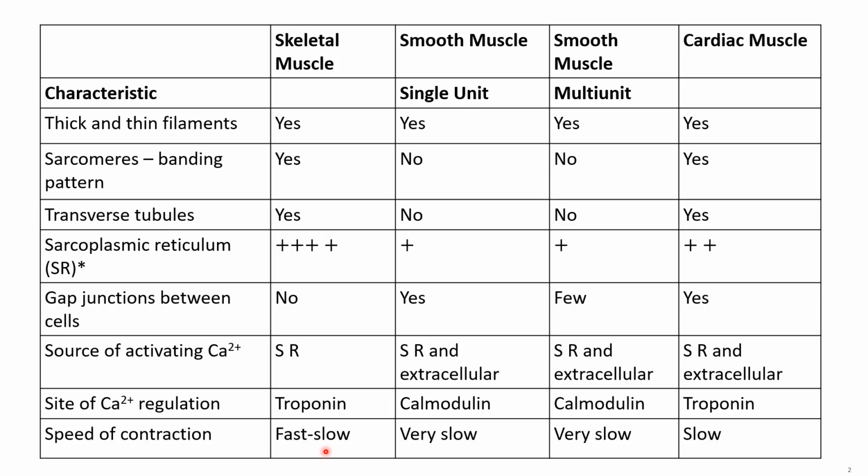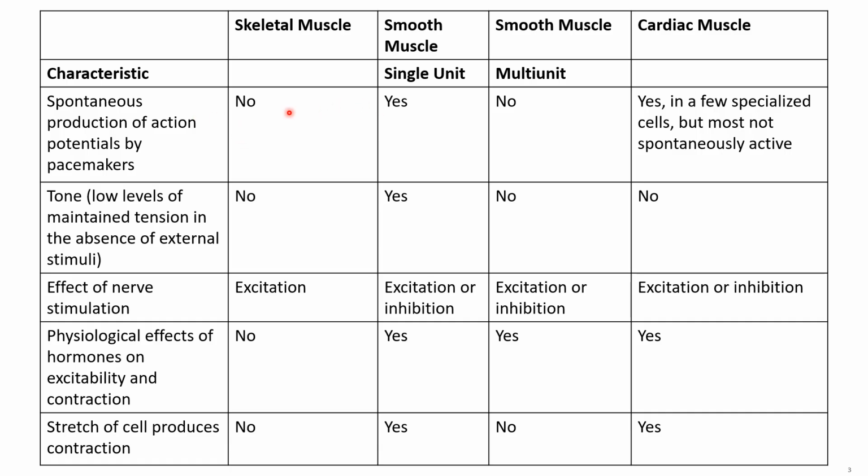Contraction is fast versus slow in skeletal muscle, whereas it is generally slow in cardiac muscle and even slower in smooth muscle. Action potential is not spontaneously produced and has to be externally triggered in skeletal muscle, whereas some smooth muscle fibers do exhibit spontaneous production of action potentials, and this is of course the case in cardiac muscle.